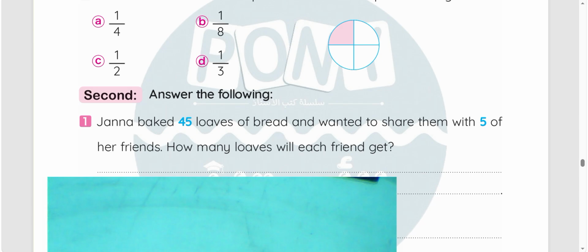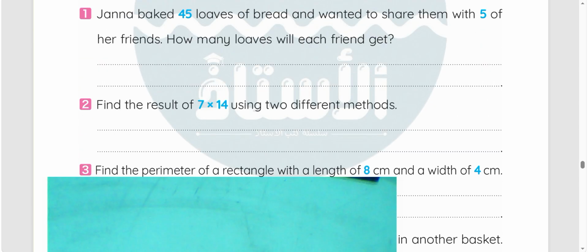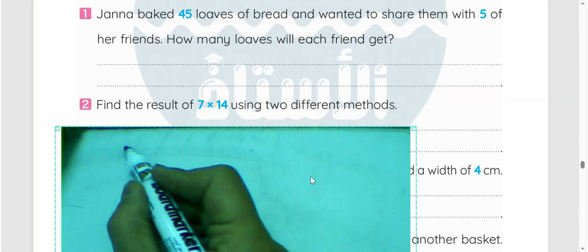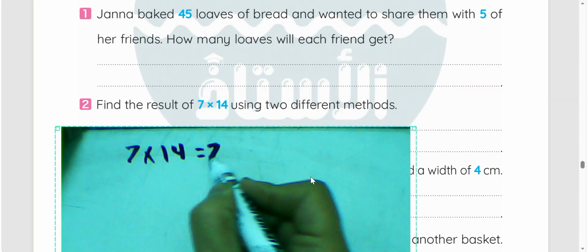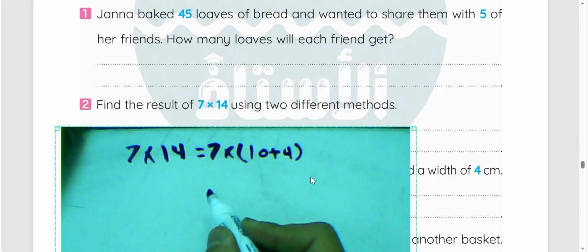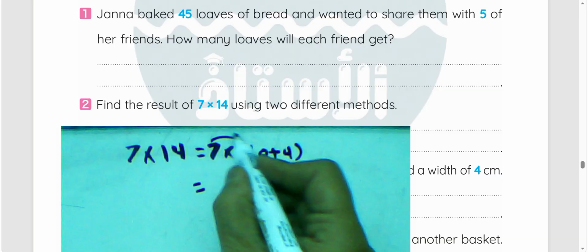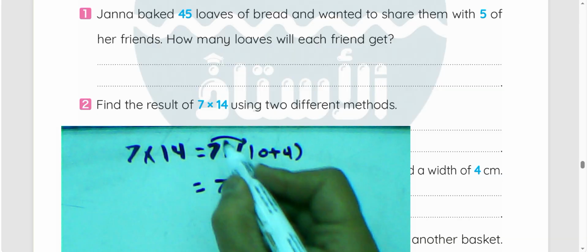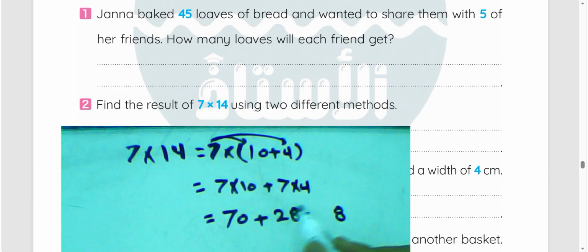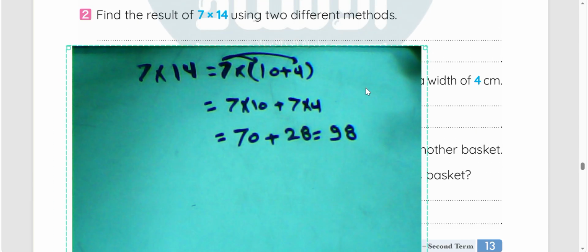Okay. Next question. Find the result of 7 times 14 using different methods. First method, write 7 product by 14. Write 14 equivalent to 10 plus 4 and use distributive properties. 7 product by 10 and also 7 times 4. 7 times 10 is 70 and 4 times 7 is 28. And then we can collect 8 plus 0 equals 8 and 7 plus 2 is 9. It's the first method, but for another solution you can use it.